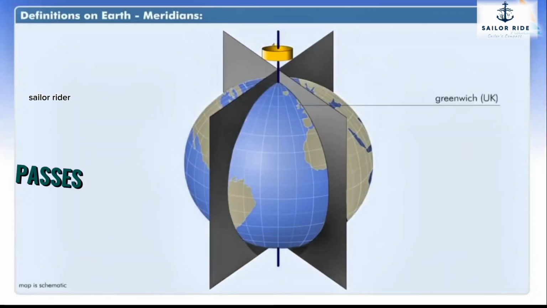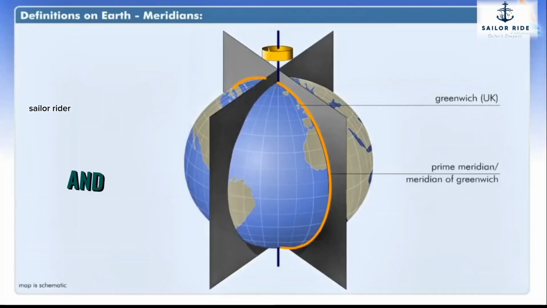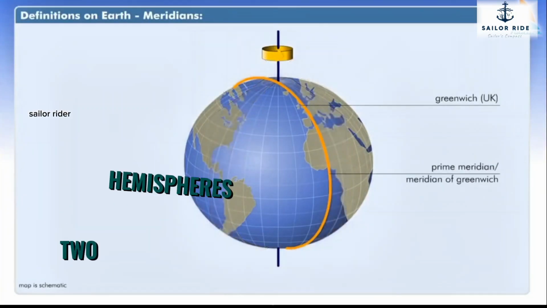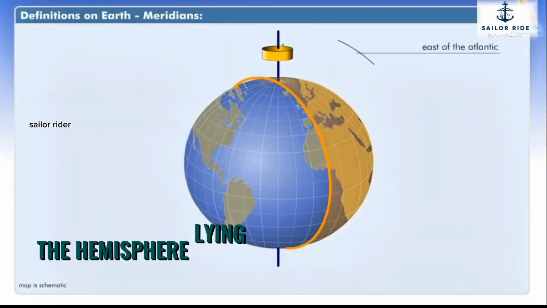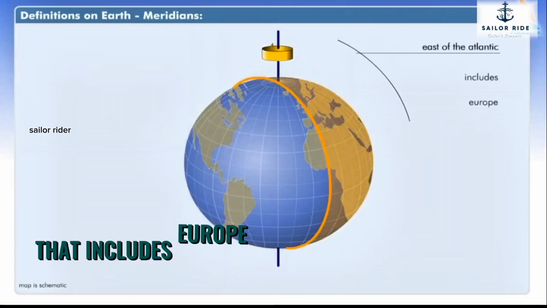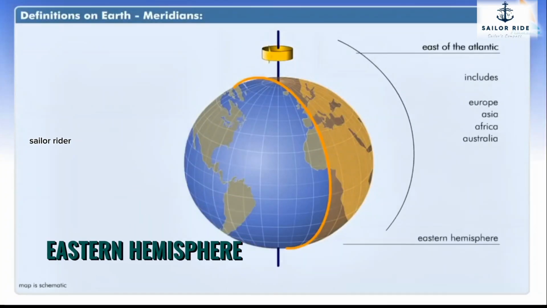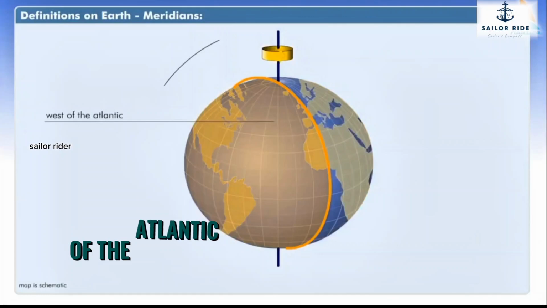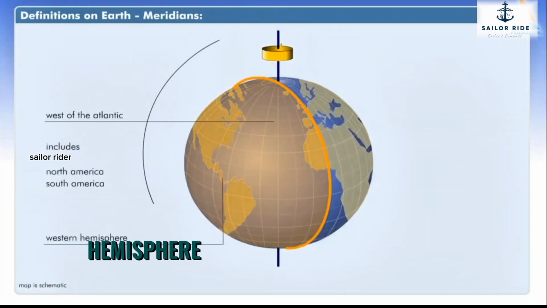The meridian that passes through Greenwich is called the prime meridian or Greenwich meridian, and this divides the Earth into 2 hemispheres. The hemisphere lying east of the Atlantic, that includes Europe, Asia, Africa and Australia, is called the Eastern Hemisphere, and the other half lying west of the Atlantic, including North and South America, is called the Western Hemisphere.